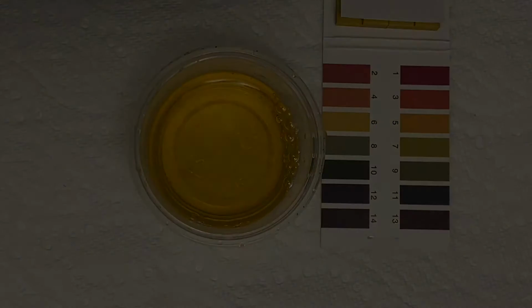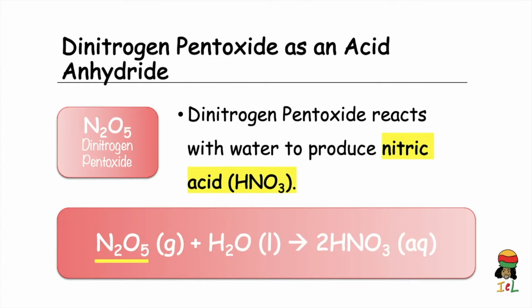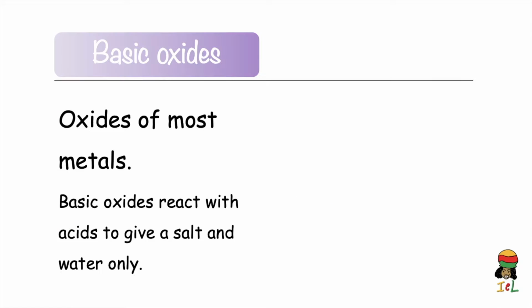formed. The next acid anhydride is nitrogen dioxide, NO2, which dissolves in water to produce 2 acids, nitrous acid, HNO2, and nitric acid, HNO3. Finally, from our list of acid anhydrides is dinitrogen pentoxide, which dissolves in water to produce nitric acid. So 1 molecule of dinitrogen pentoxide reacts with 1 molecule of water to produce 2 molecules of nitric acid. We will take a look at basic oxides now.